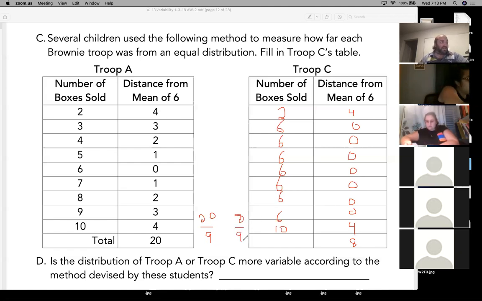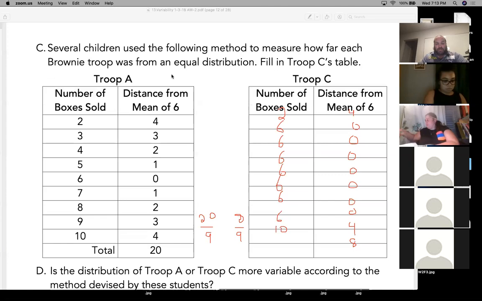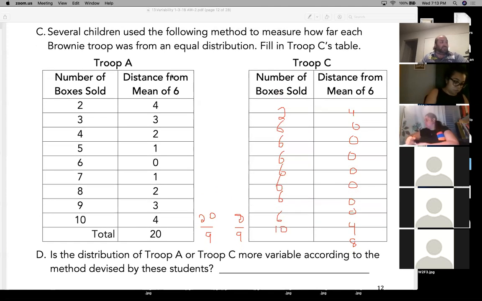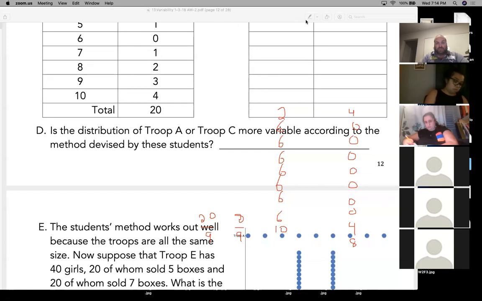So it's a much smaller value, correct? Yes, indeed. So the question is, is the distribution of troop A or troop C more variable according to the method devised by the students? Well, we see that the mean absolute deviation for C is significantly less than the mean absolute deviation for A, which means A is more distributed. It's more variable. It's got a larger variance. It's more all over the place than C.